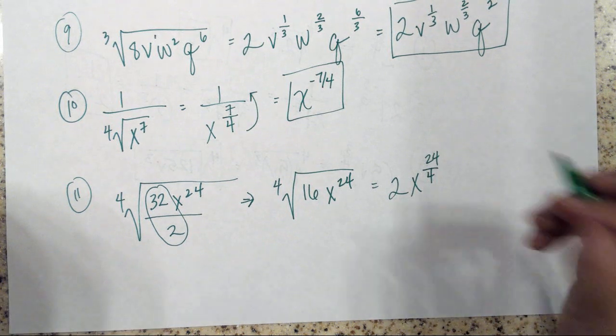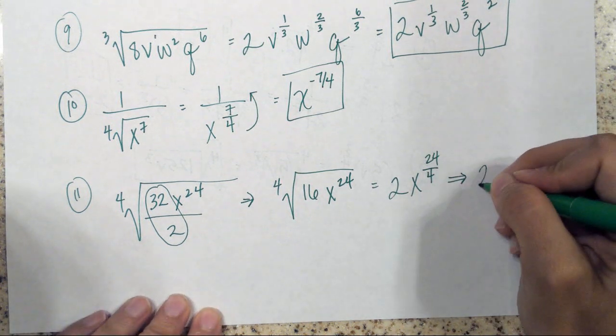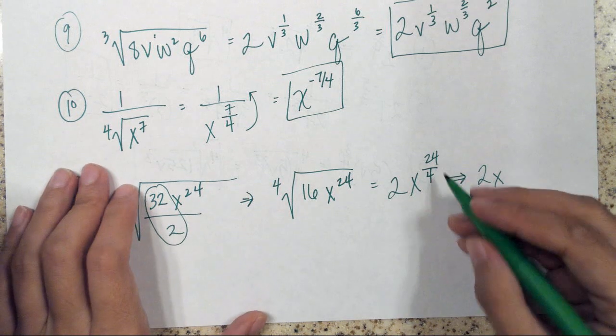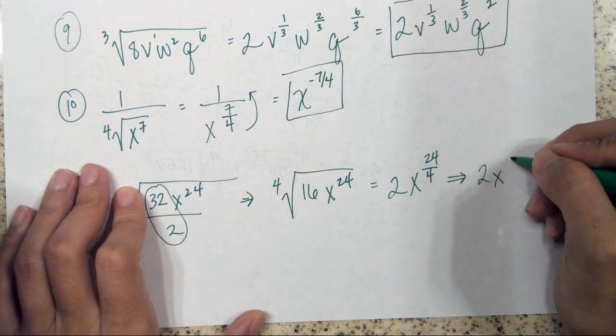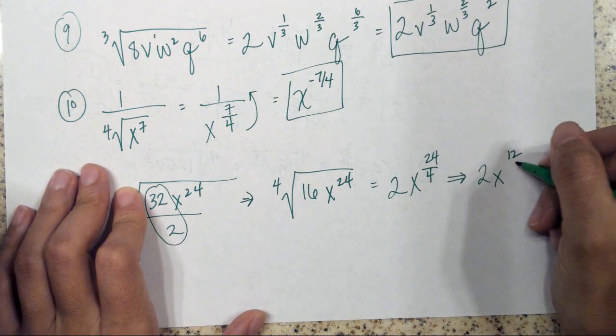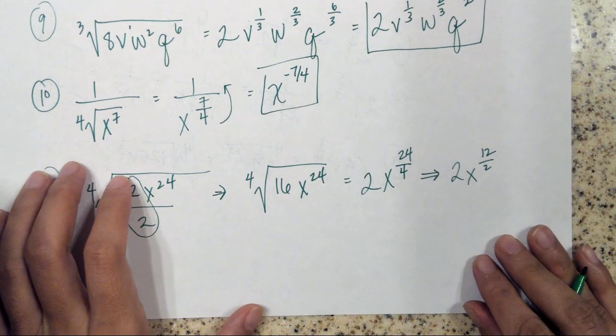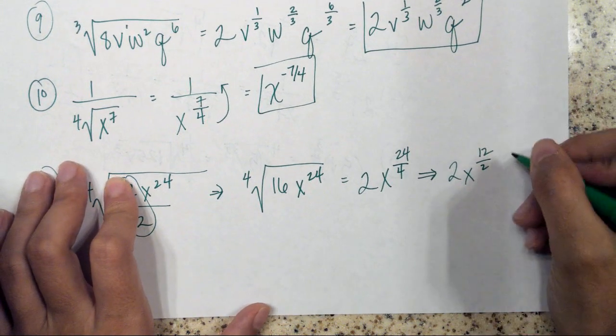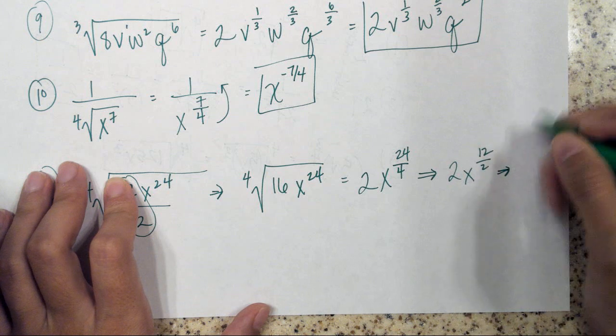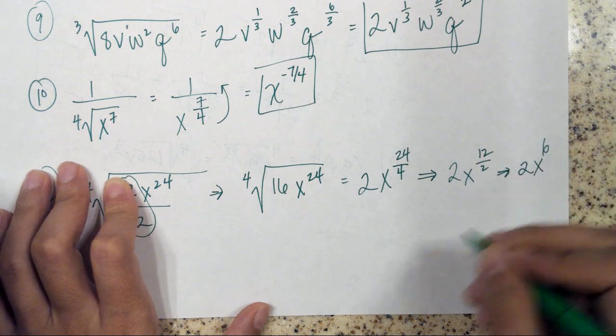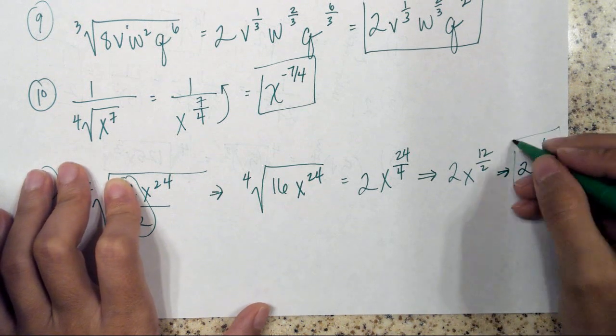And then I can reduce that, right? If you're not really sure how to reduce it, I always tell my kids just half things. 24 divided by 2 is 12. Half of 4 is 2. And then keep checking. Can I keep reducing? Yes. Half of 12 is 6. So your answer is 2x to the 6th power.